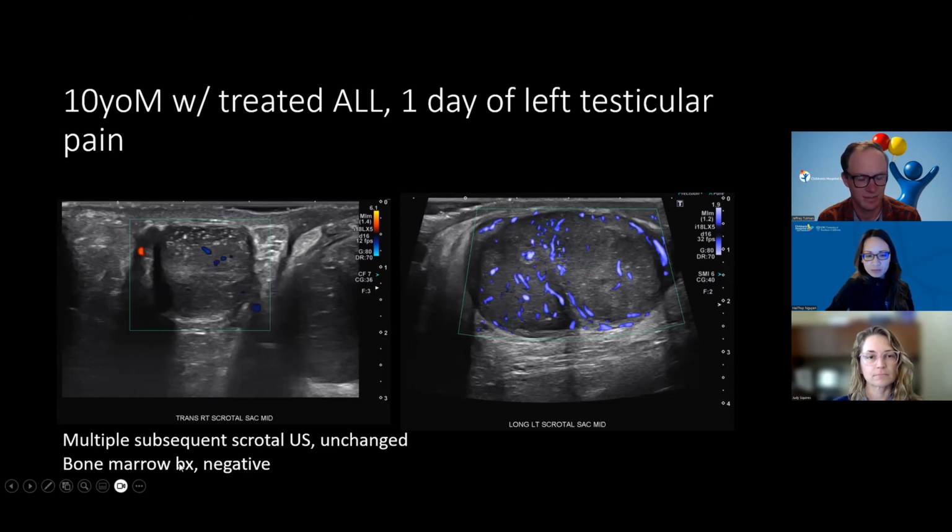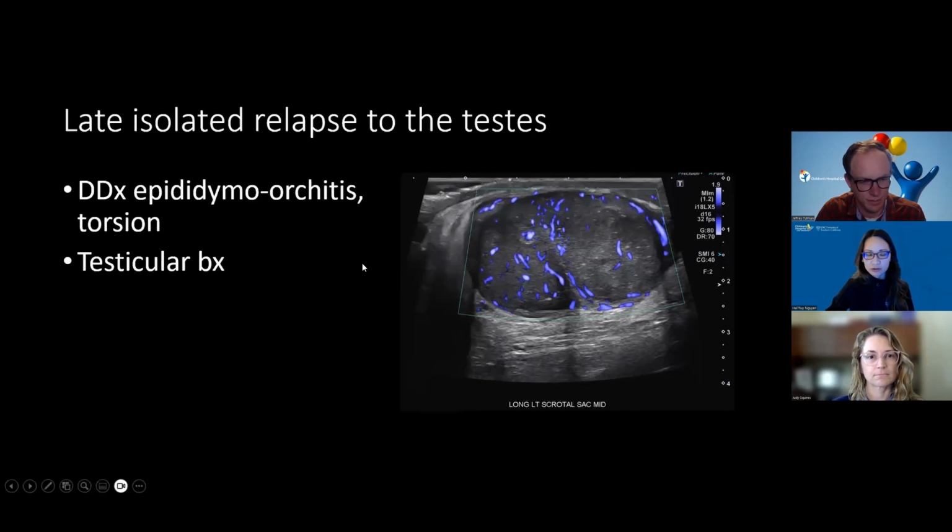Eventually, they did do some bone marrow biopsies, which were negative, I think, in the beginning. And then 2 months later, they finally decided to do a testicular biopsy just because the pain did not resolve. And it turned out to be a late isolated relapse to just the testis. So that's why the bone marrow biopsy was negative.